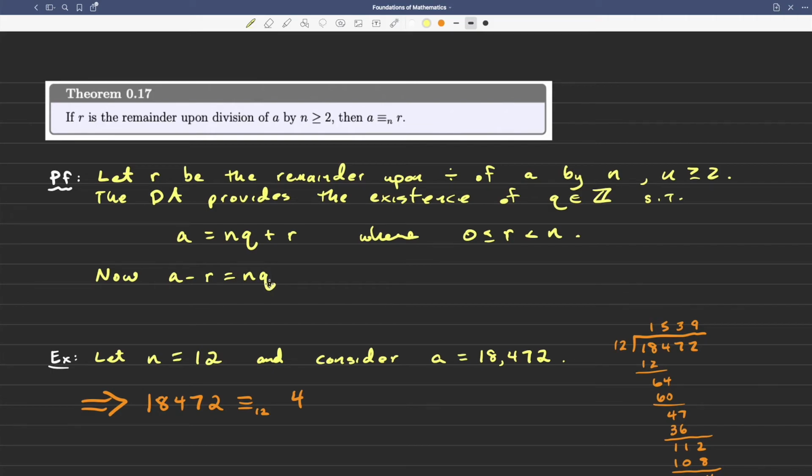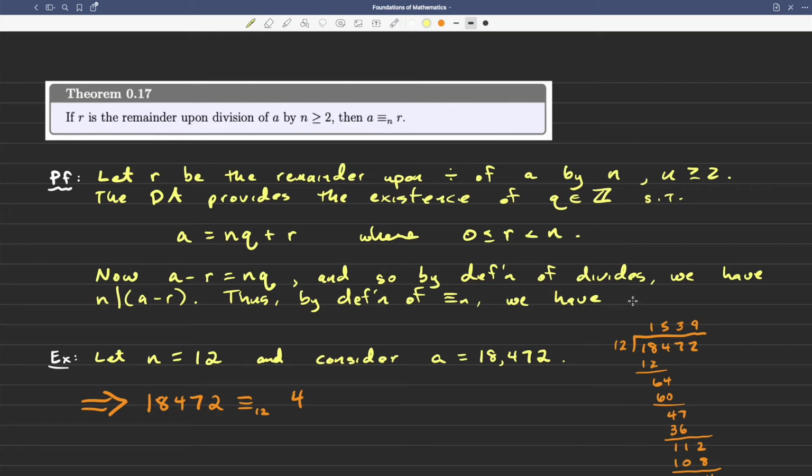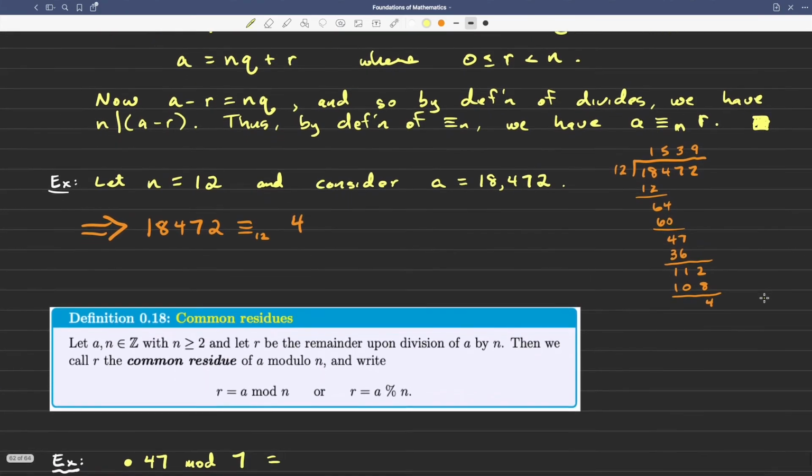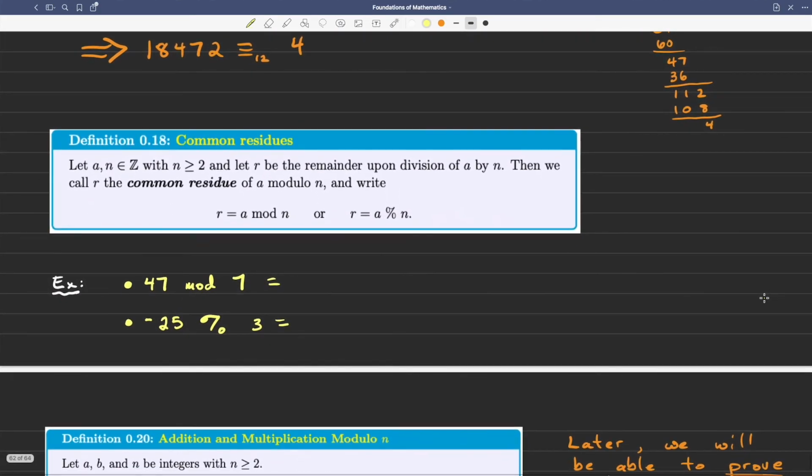So notice that the difference between a and r is a multiple of n. By the definition of divides, we have that n divides a minus r, because a minus r is a multiple of n according to the equation. But this is exactly the definition of what it means for a and r to be congruent modulo n. So we have the result we want: a is congruent modulo n to that remainder r. All right, very cool. And then the next topic that we'll want to talk about is common residues.